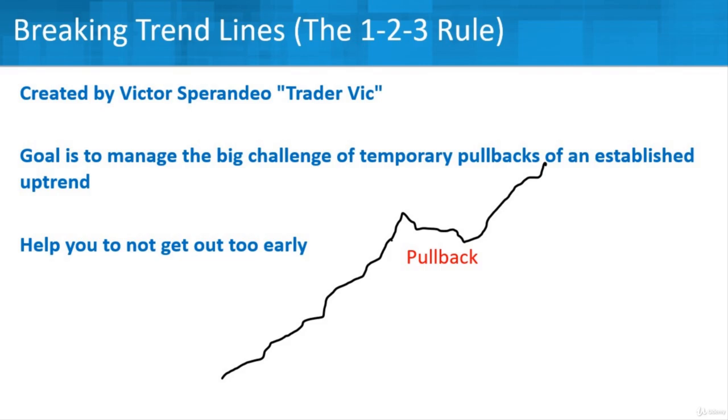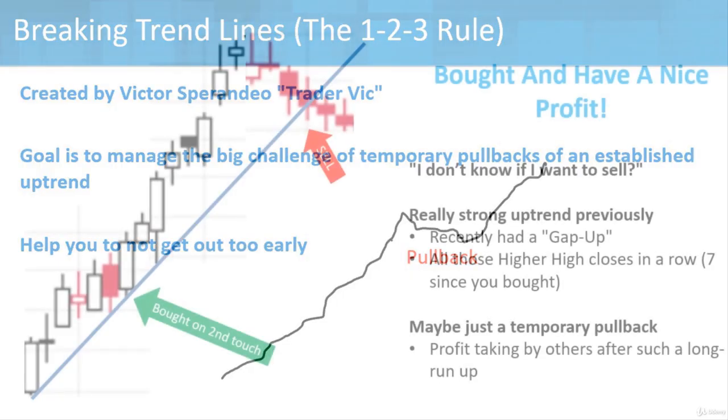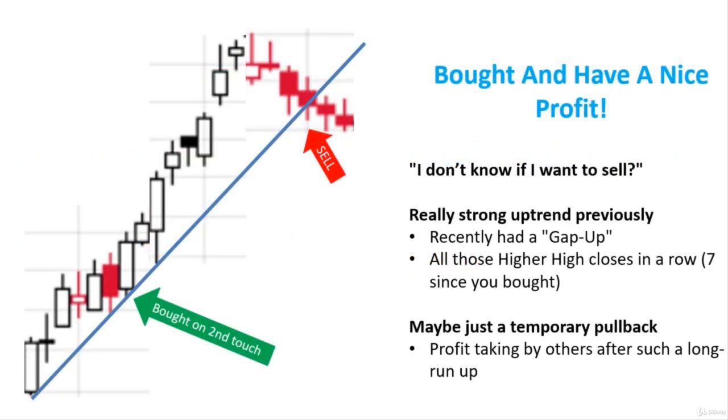So how does the 1-2-3 rule work? Let's take a look at that. Let's walk through this in steps. First off, on this particular one here, you can see we have a nice uptrend. We bought on the second touch in this example, could have been on the third touch, and you can see we have a nice price run up, nice profit, and then we see it cross the trend line. That's our sell signal.